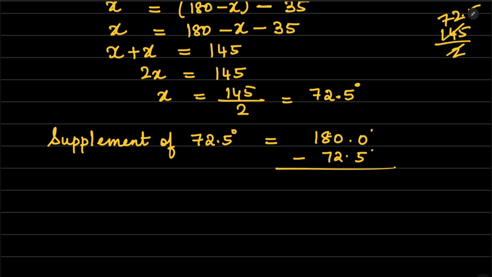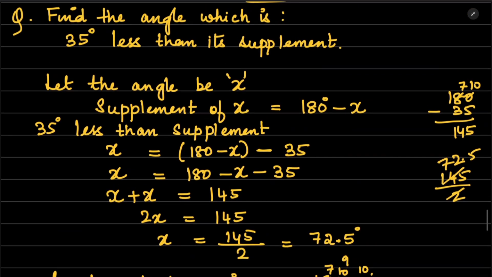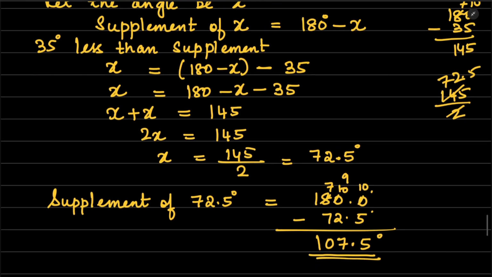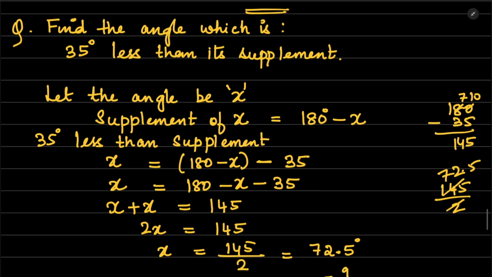Okay. So you can do the carryover subtraction. Do not make a mistake. So 0.5. Here you have a 7. 7 minus 7, 0. 107.5 is the answer. So the answer is 107 because you are asked to find the angle which is 35 degree less than the supplement. Okay.